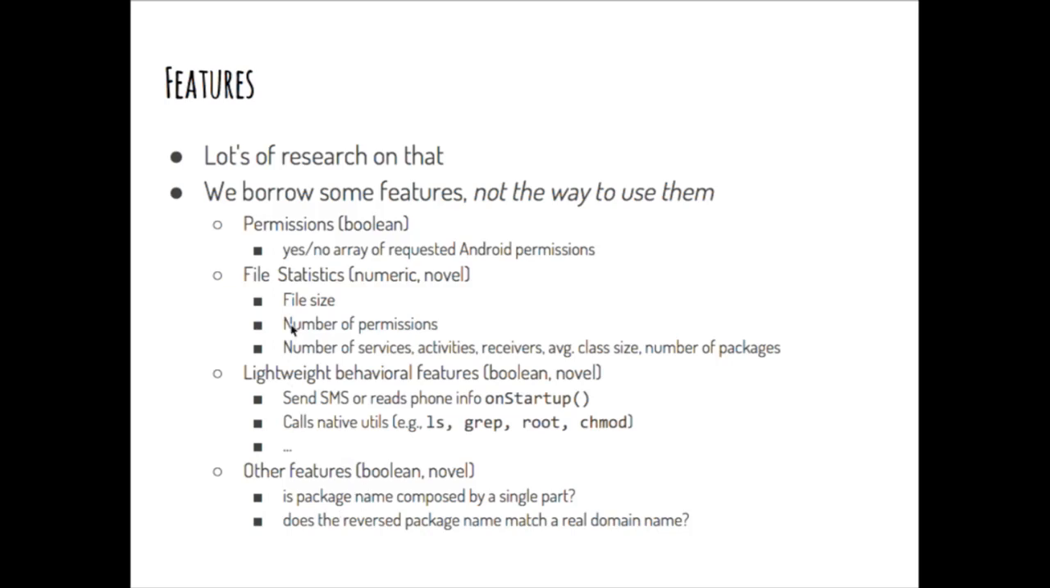So speaking of features more concretely, what we have in our classifiers are features that encode the presence or the absence of some permissions. We have file statistics such as number of files, number of permissions, number of services, size of the classes, number of packages, etc. We also have some lightweight so-called behavioral features that encode the fact that some sensitive APIs are present in the code. So all these features together, if you take them together, they do a good job into detecting if an application is goodware. Of course, if you take them individually, they don't make a lot of sense.